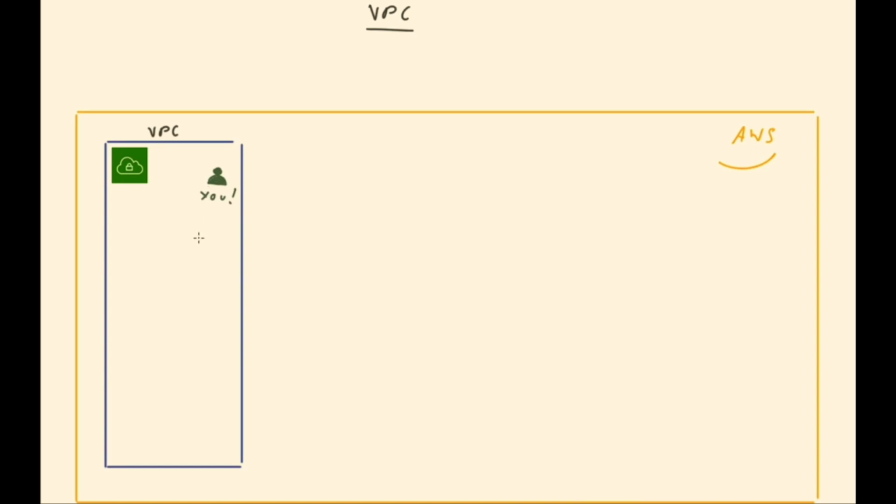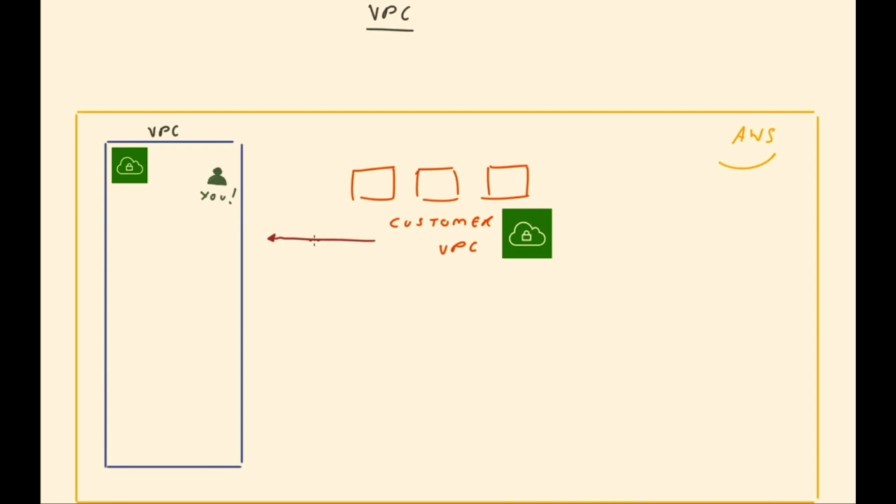own AWS account. Now, obviously, there are millions upon millions of other VPCs within the AWS network, created by other customers all across the world. So there are millions of customer VPCs. However, they do not have access to your VPC, and likewise, you do not have access to their VPC.